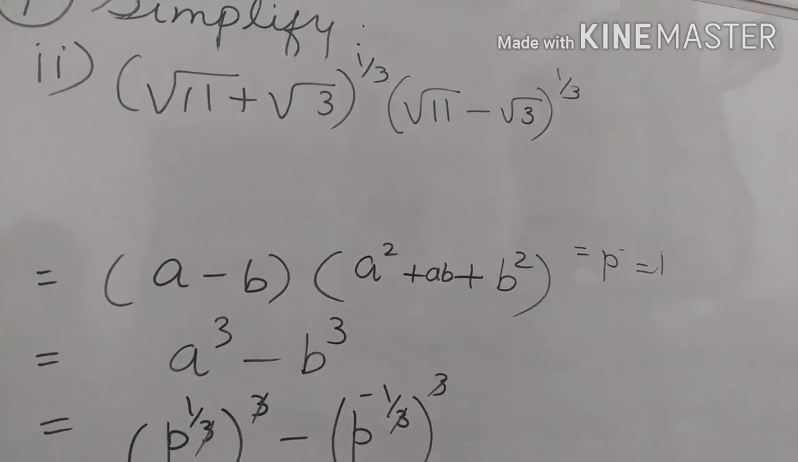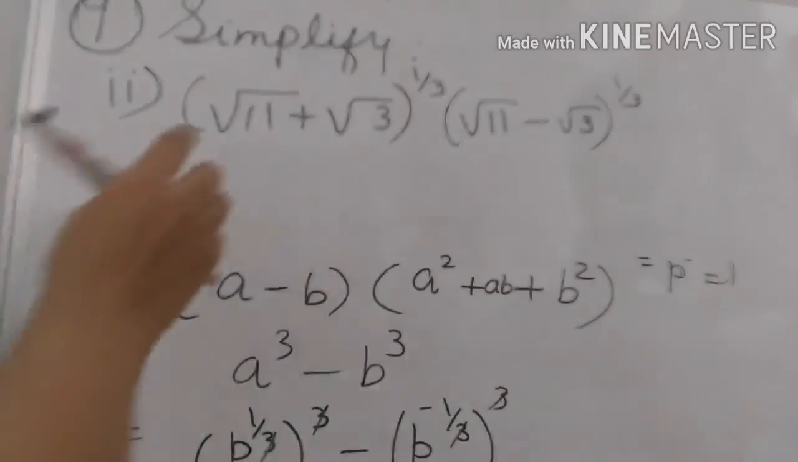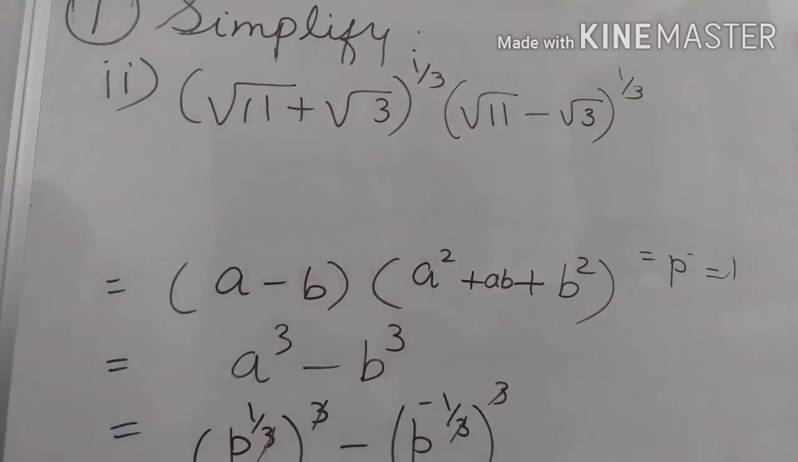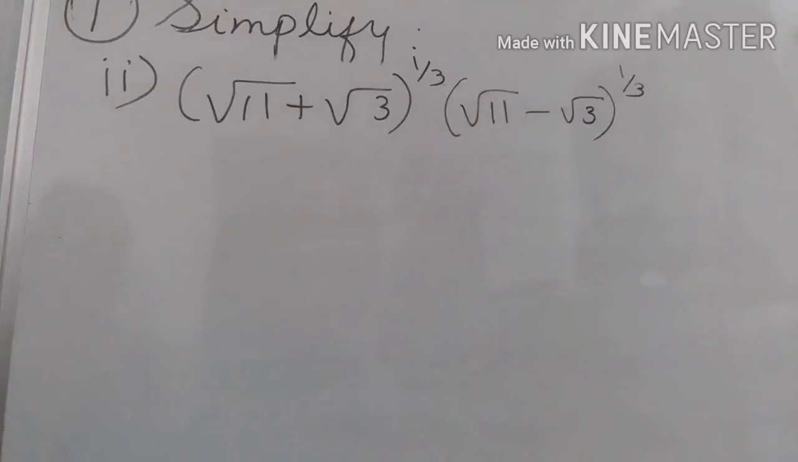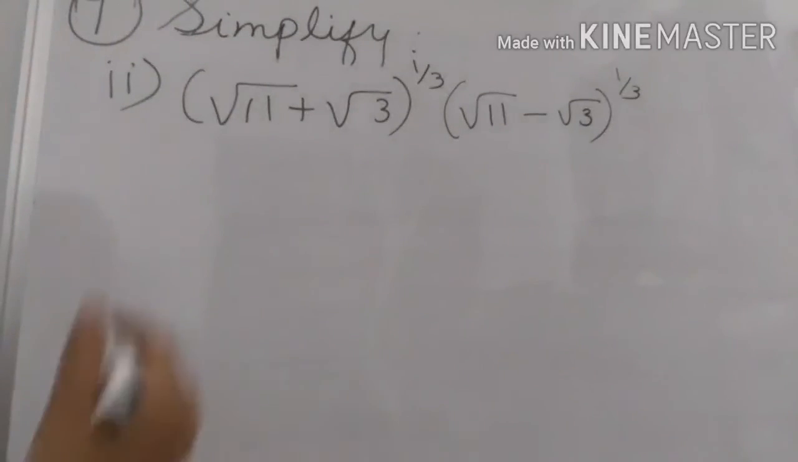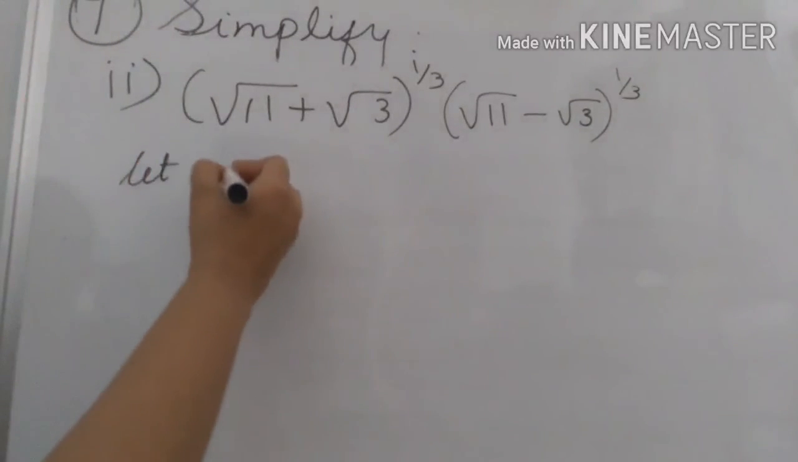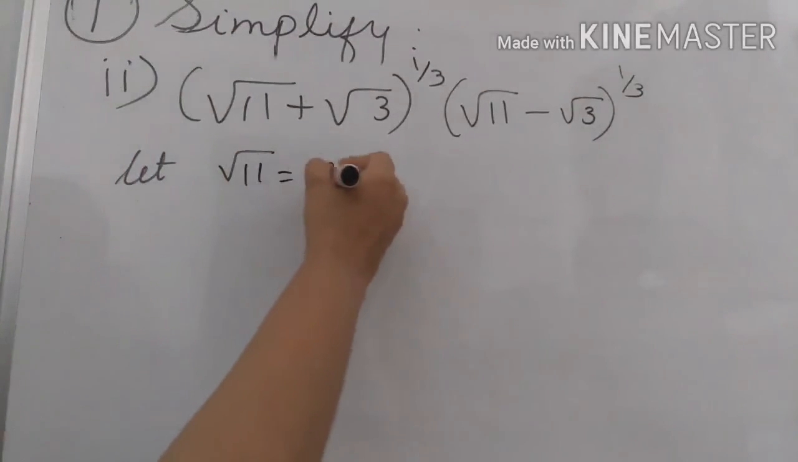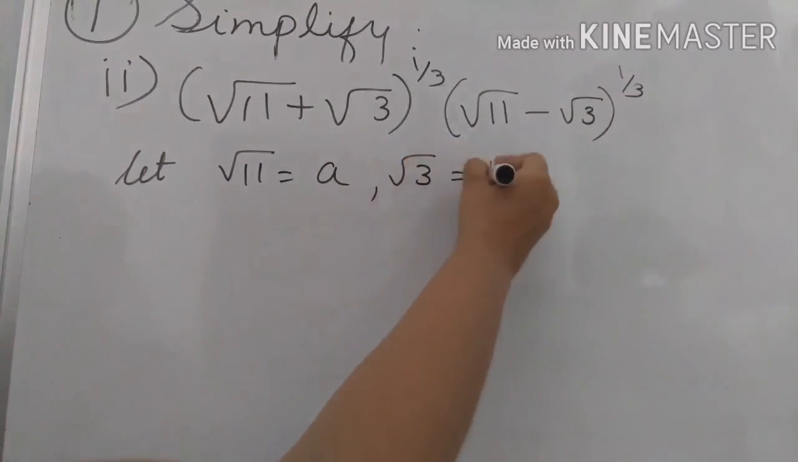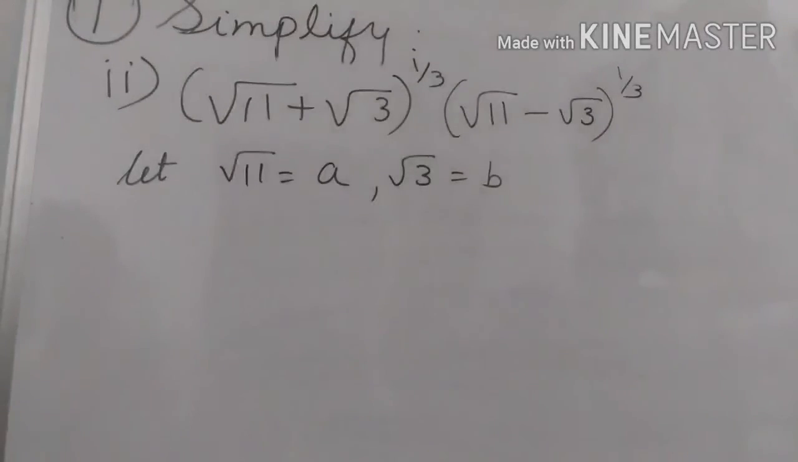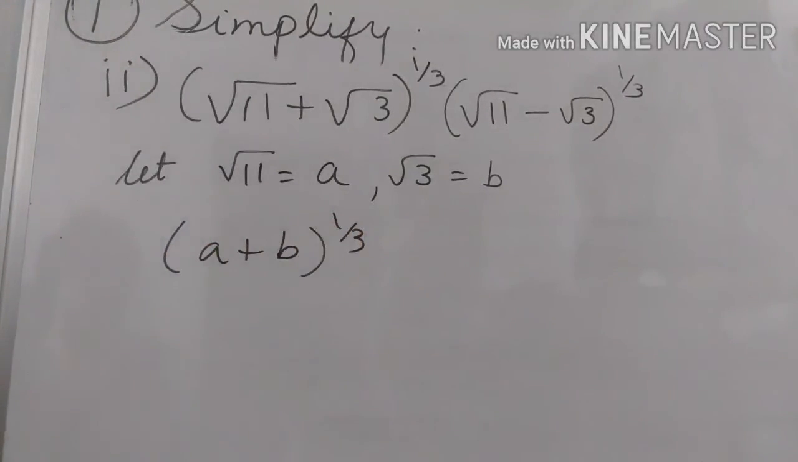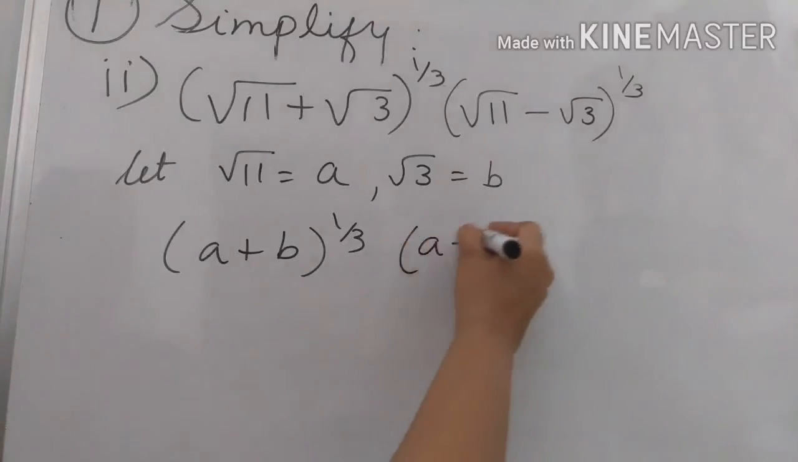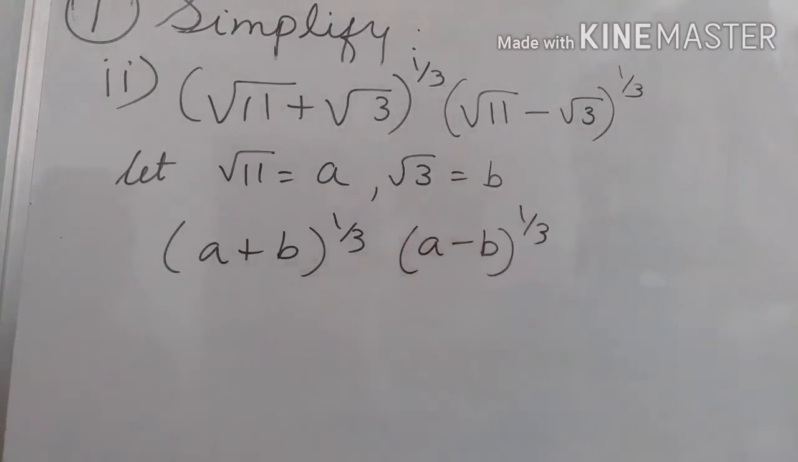The question I have already written here, that is under root 11 plus under root 3 whole power 1 by 3, and this is in the other bracket, under root 11 minus under root 3 whole power 1 by 3. Now let again under root 11 is equal to A and under root 3 is equal to B. So again we reduce this bracket as A plus B whole raised to 1 by 3, into A minus B whole raised to 1 by 3.